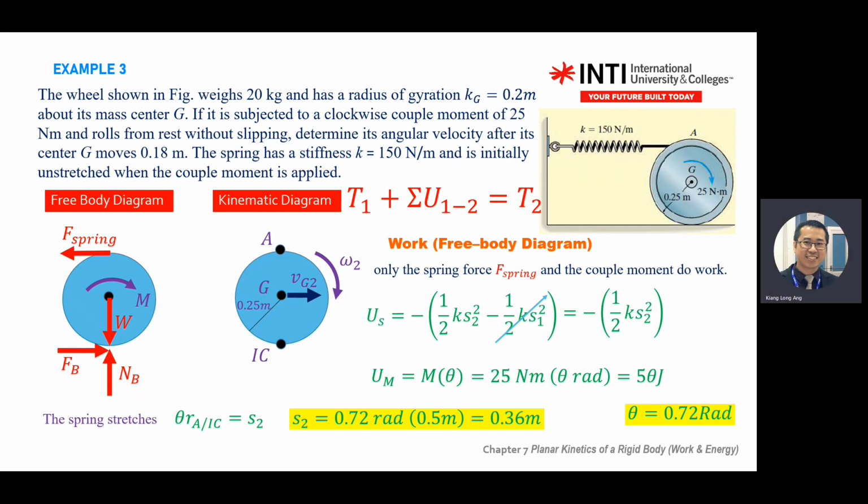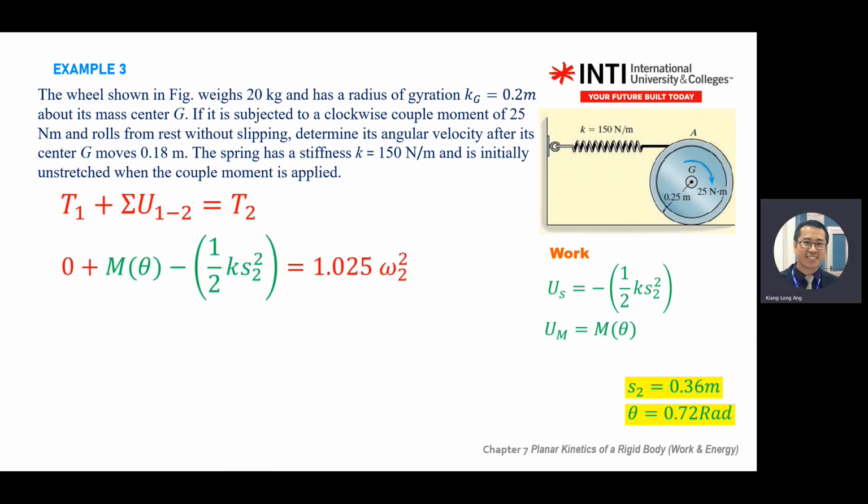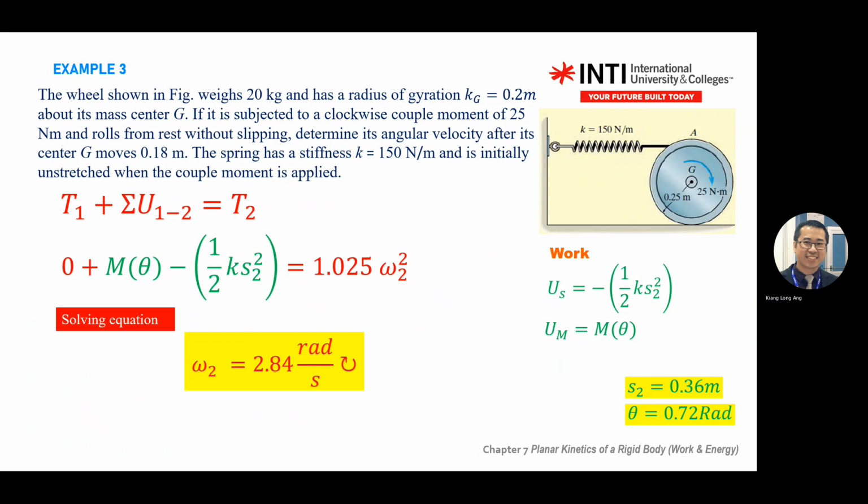Although the center of mass G moves 0.8, the rotation travelled by the angle will give you 0.36 meter. The spring will stretch 0.36 and not 0.18. One is a straight line, but the spring will follow the round surface distance. Then you substitute everything and you get the equation: omega equals 2.8 radian per second, direction clockwise.